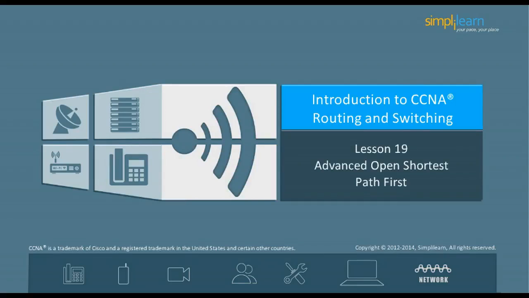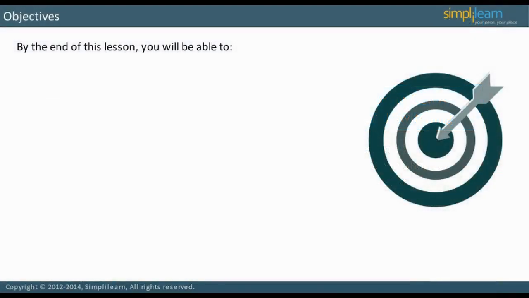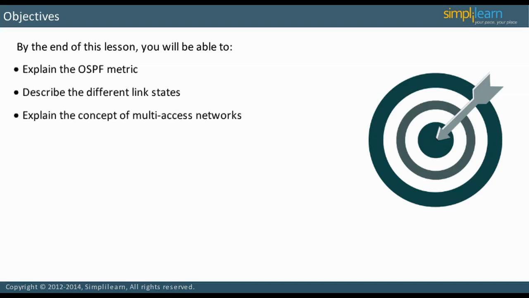The previous lesson focused on an introduction to Open Shortest Path First, OSPF. This lesson focuses on Advanced OSPF. Let us begin with the objectives of this lesson in the next slide. By the end of this lesson, you will be able to explain the OSPF metric, describe the different link states, explain the concept of multi-access networks.